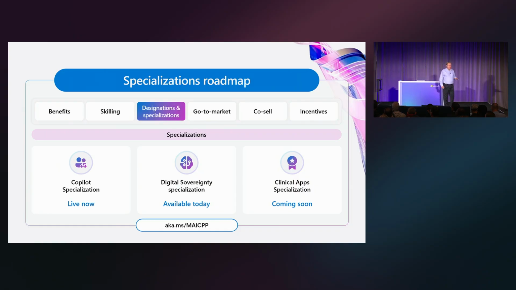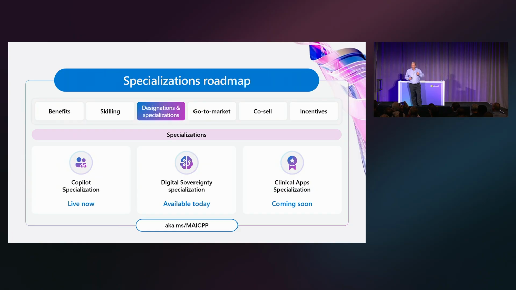So that was designations. We also have new announcements to our specializations. The Copilot specialization was launched in July and showcases your expertise with Microsoft 365 Copilot, Copilot Chat, Copilot Studio, and agents. Eligibility is through BizApp's Modern Work or a security designation, customer references, performance growth, and targeted skilling.